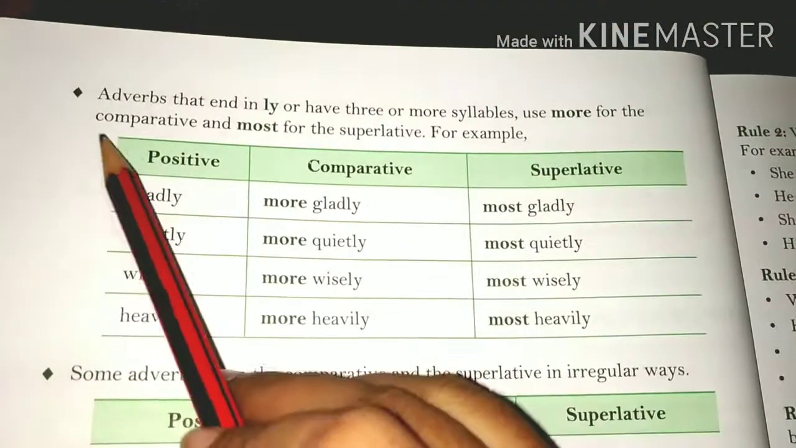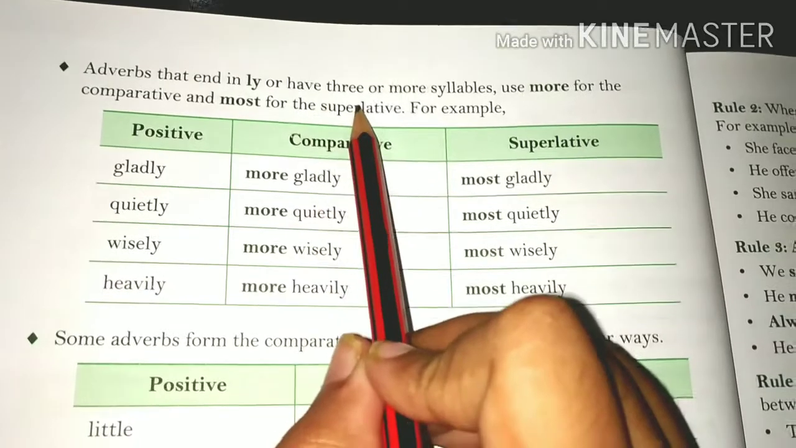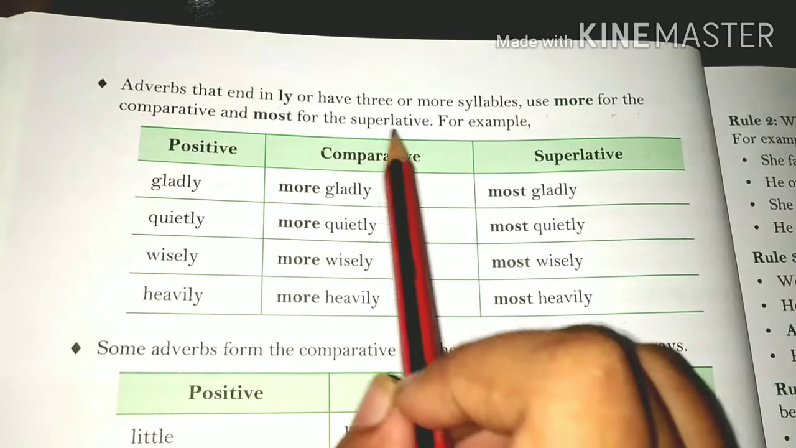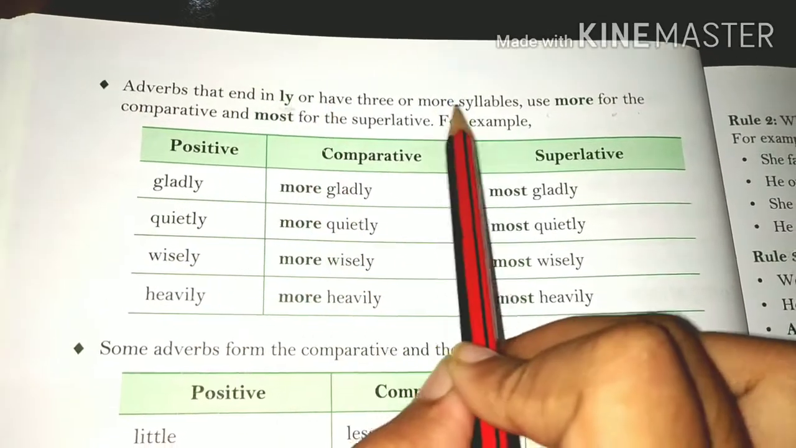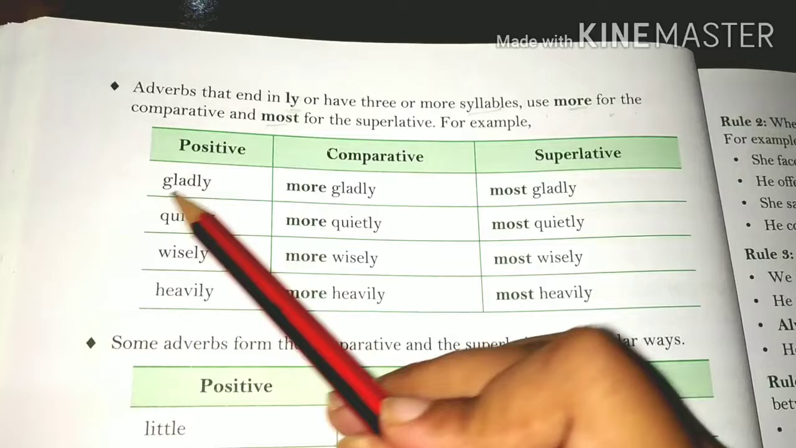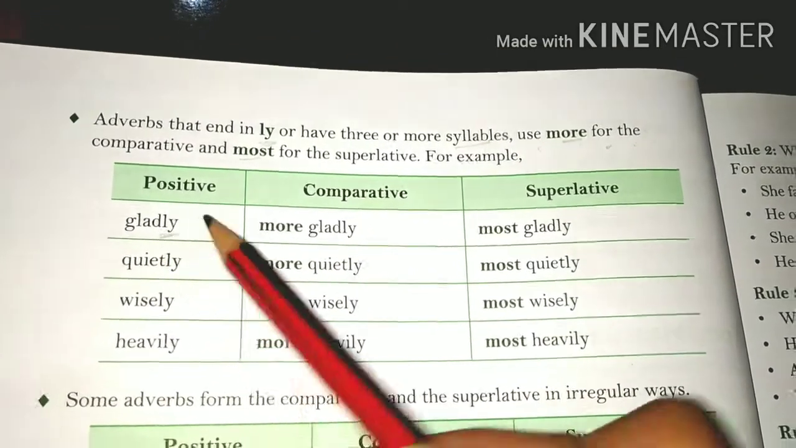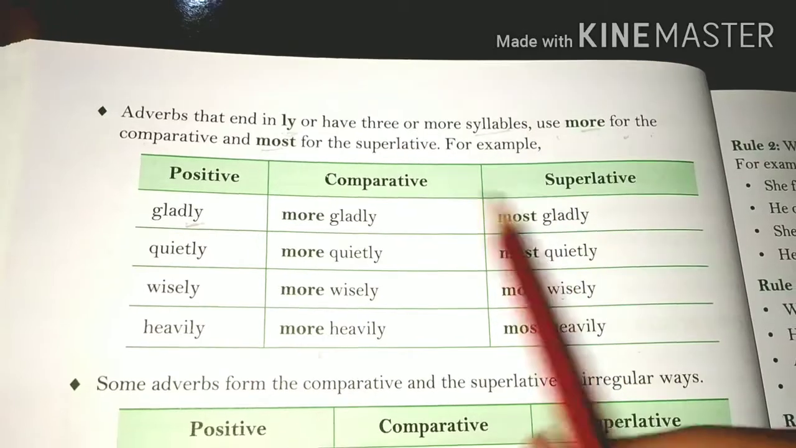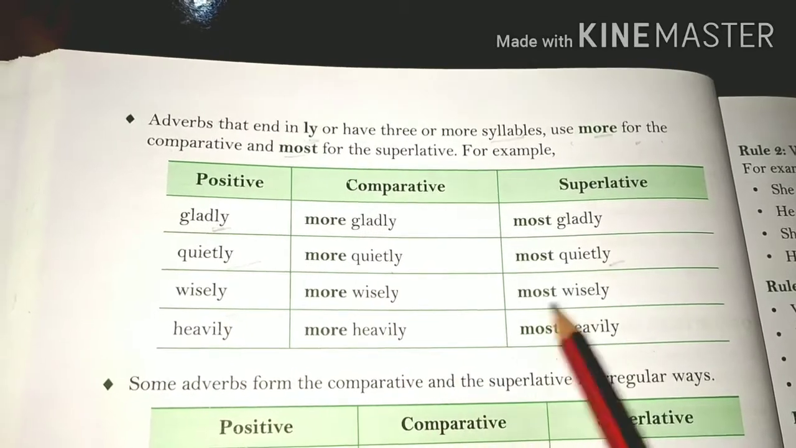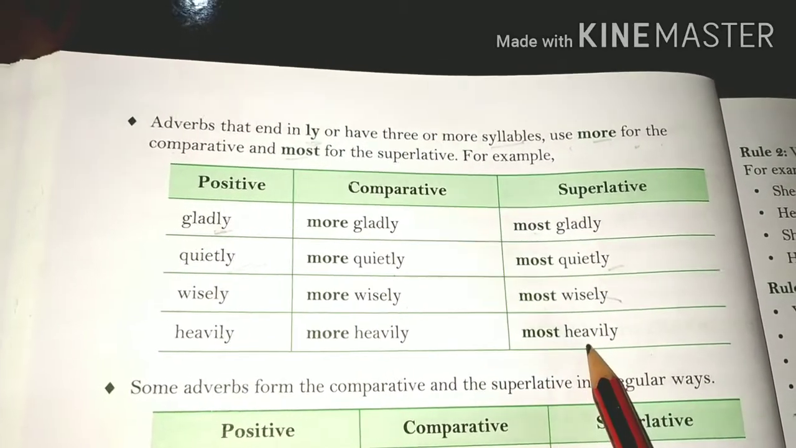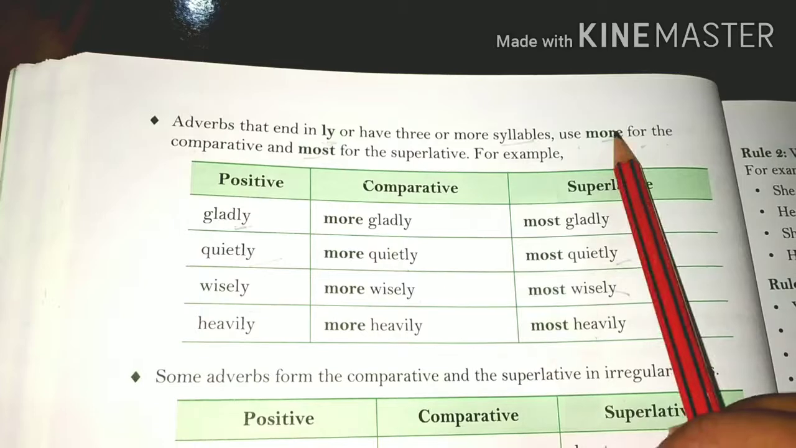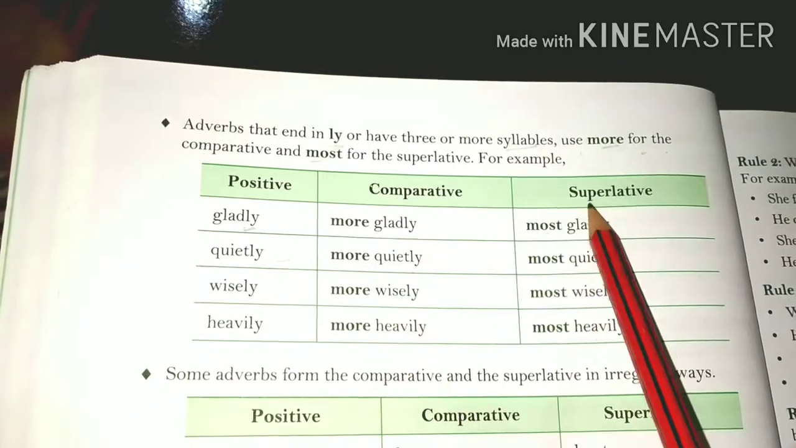Next one, adverbs that end in ly or have 3 or more syllables use more for the comparative and most for the superlative degree. It means for adverbs that end in ly or have 3 or more syllables, we use more in comparative and most in superlative. Like gladly, more gladly and most gladly. Quietly, more quietly and most quietly. Wisely, more wisely and most wisely. Heavily, more heavily and most heavily. The words that end with ly or have 3 or more syllables, we add more and most. More in comparative degree, most in superlative degree.